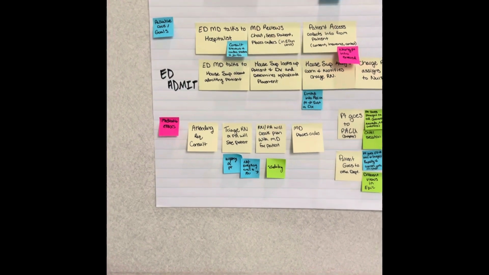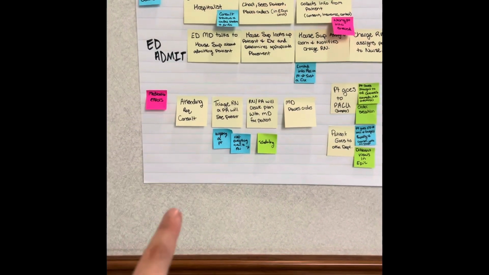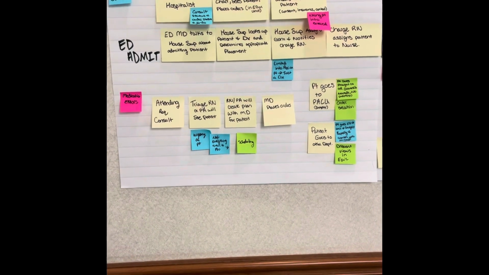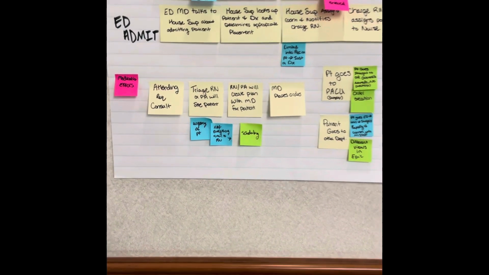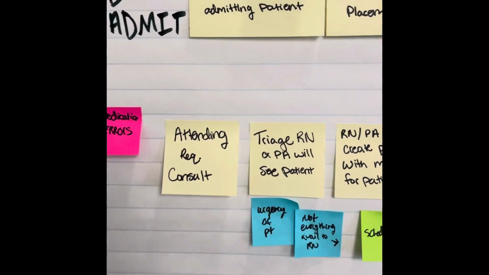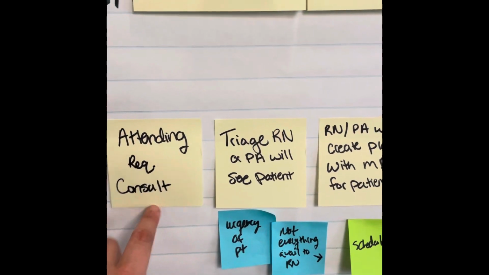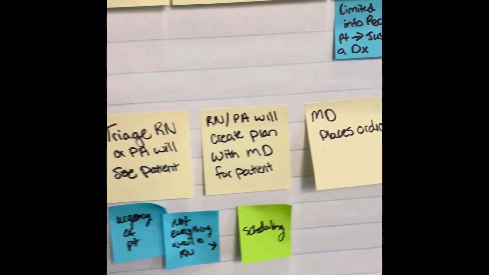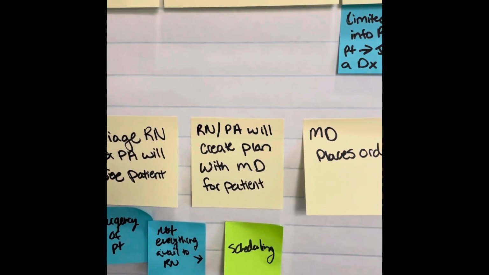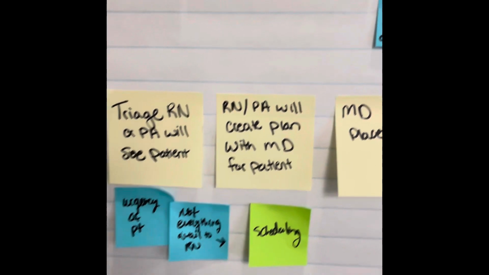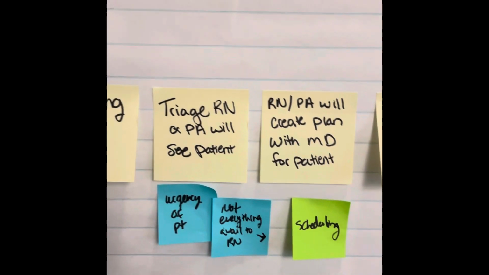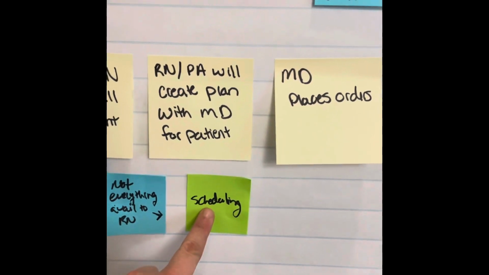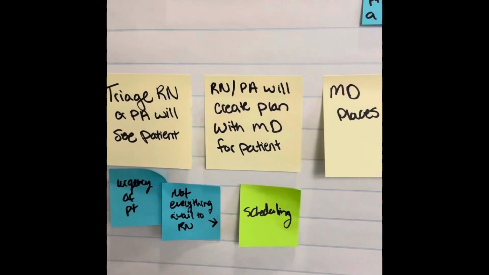So to begin with that, I'm going to work through the additional admission process that we have here on the bottom, which is a patient goes from the ED to surgery. The steps include: the attending requires a consult, the triage nurse or PA will see the patient, and that RN or PA will create a plan with the MD for the patient. Some issues that we have here are urgency of the patient, not everything available to the RN, and also scheduling, especially with regards to the weekends.